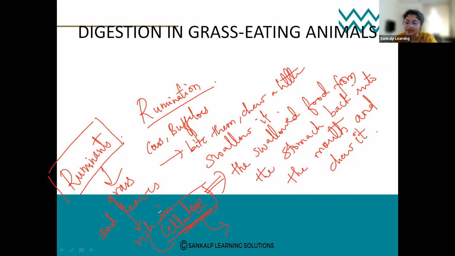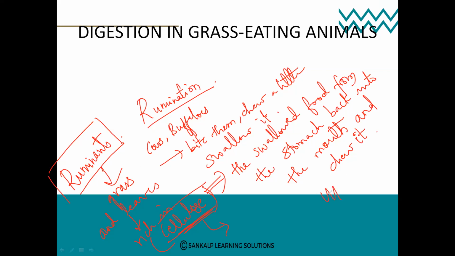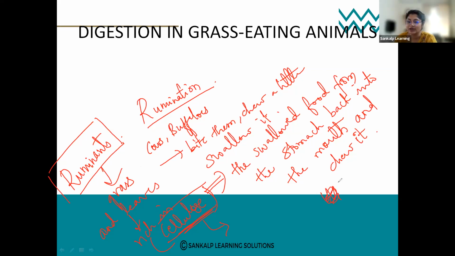Many animals, including human beings, cannot digest cellulose. However, plant eating animals have certain bacteria that can digest this cellulose. So it helps them in digesting cellulose. Now we are going to study the digestion in ruminants.